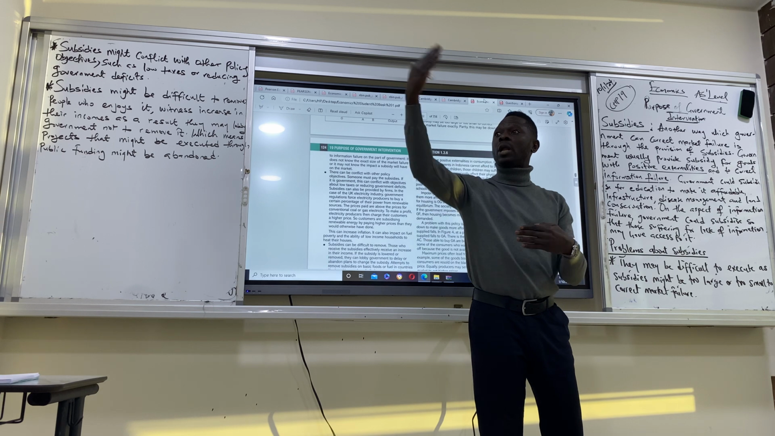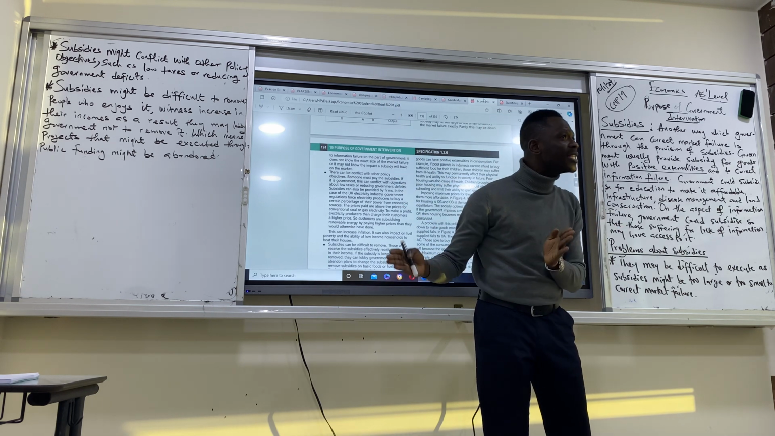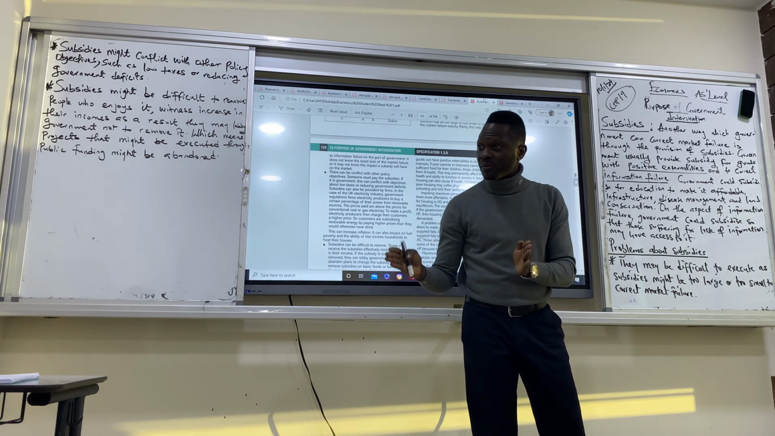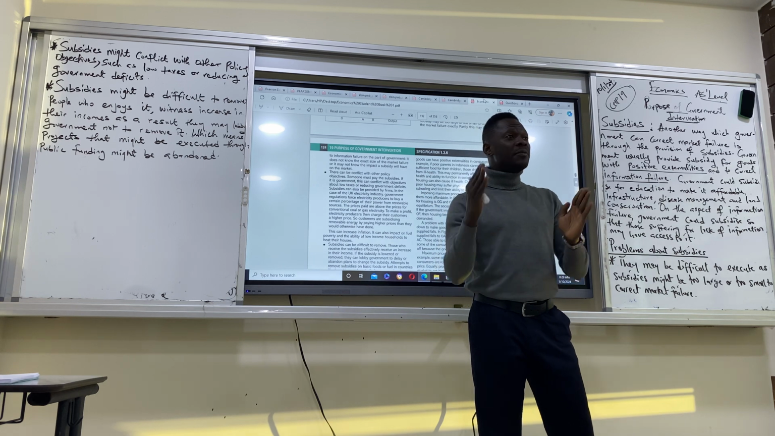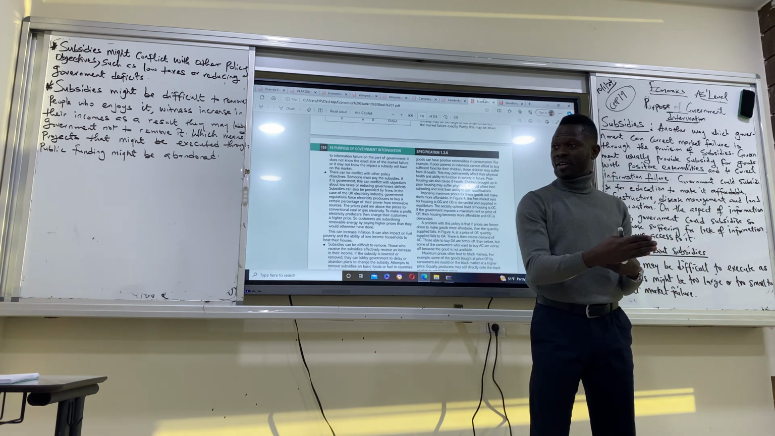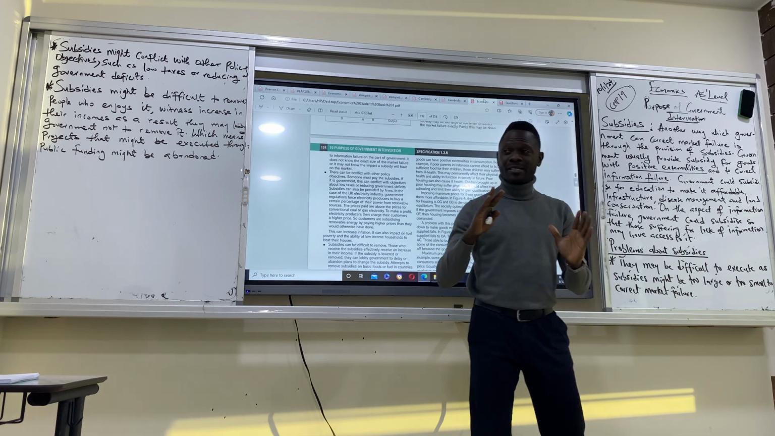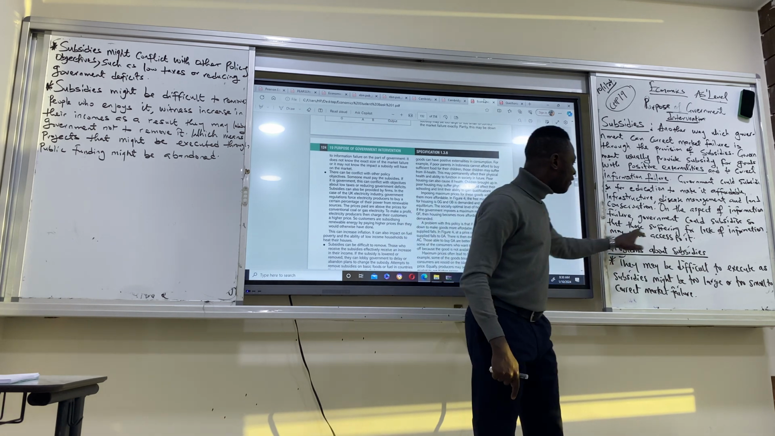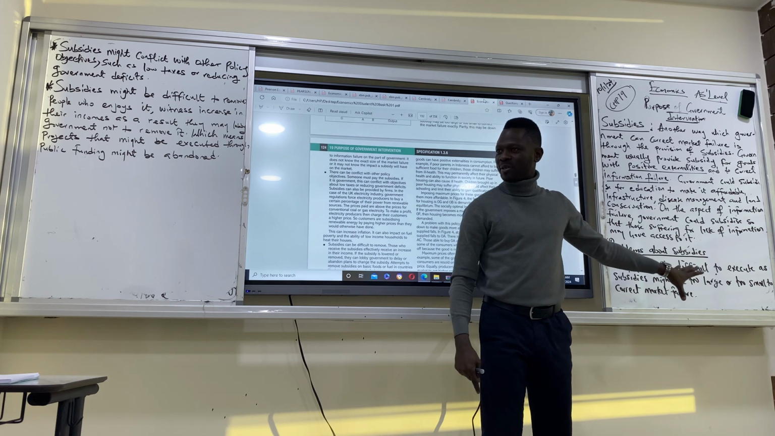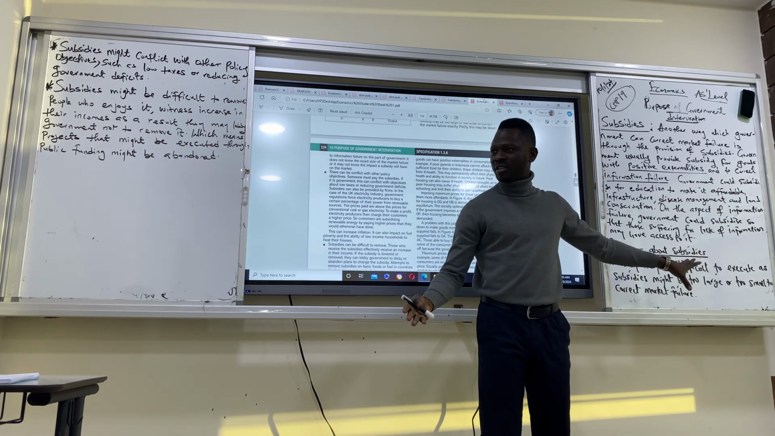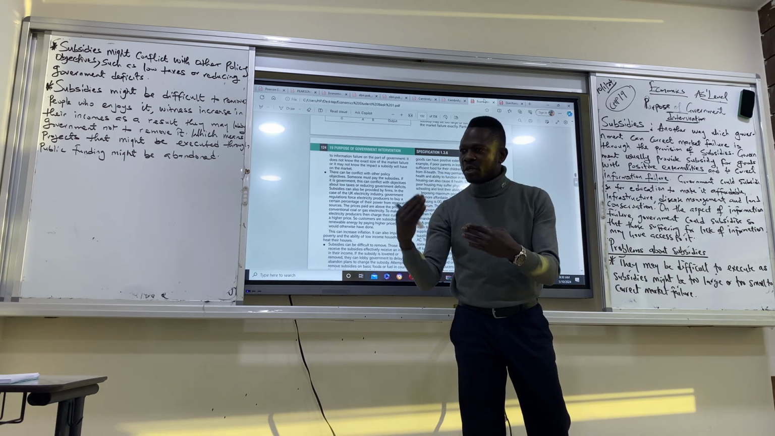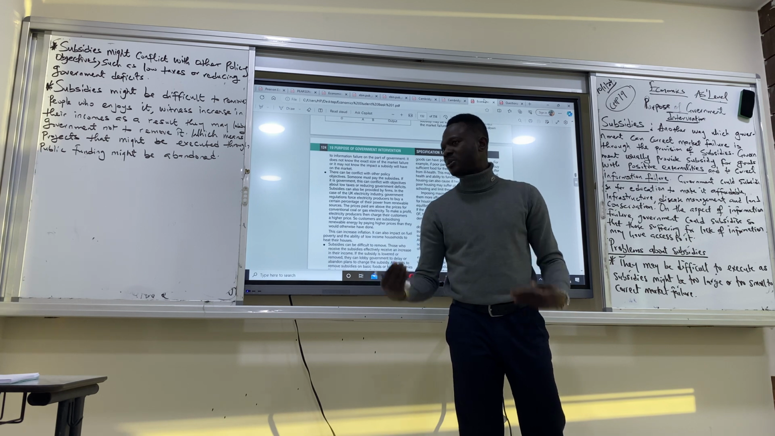Subsidy might be too large. If it is too large, it becomes a waste. That's misallocation of resources, market failure. If it is too small, it's not enough. Then it cannot solve the problem we want to solve. It might happen because government is not an economist. Government is an institution, so they might lack information about how to go about subsidy.